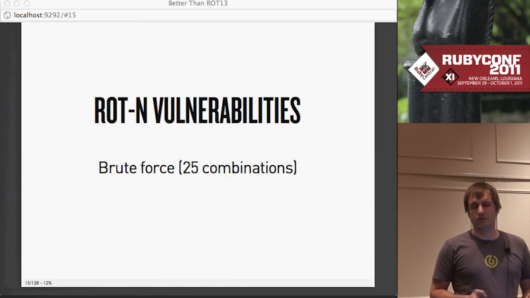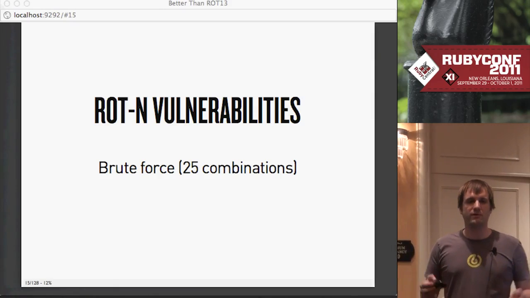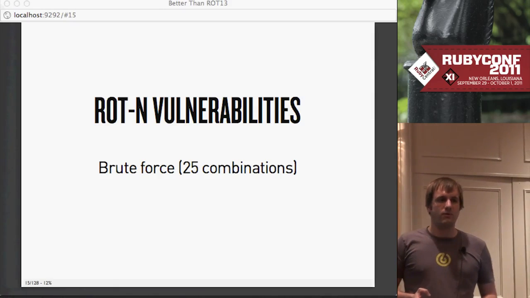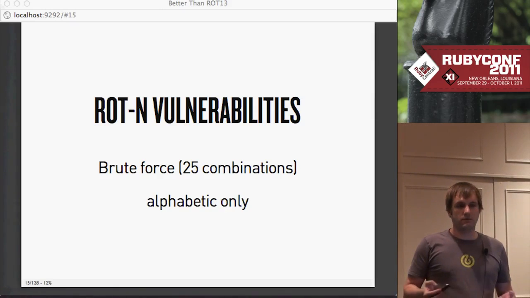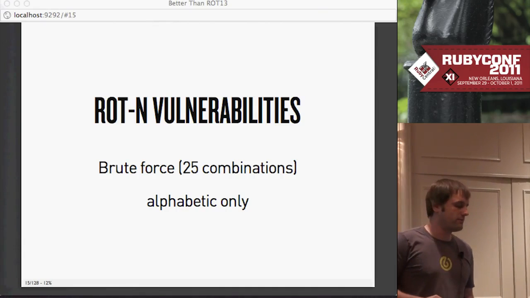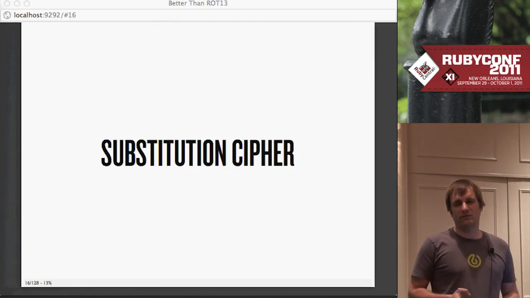Obviously, there are some serious vulnerabilities with this scheme. Brute force attack: you have 25 combinations to try. ROT0 isn't very effective, so you have 25 others to try. It only encrypts alphabetic characters, which is usually a problem. So you can move on to something more advanced like the substitution cipher.